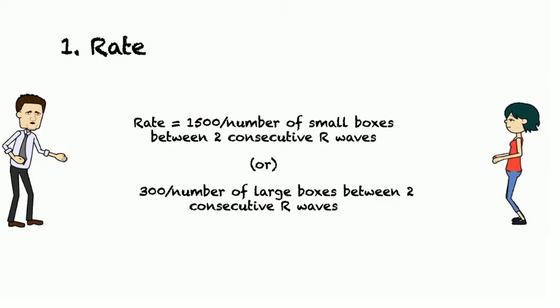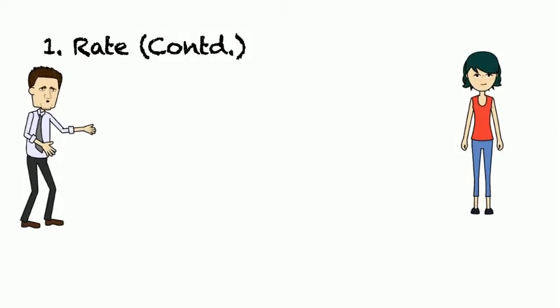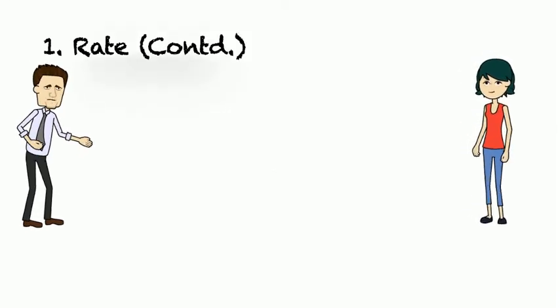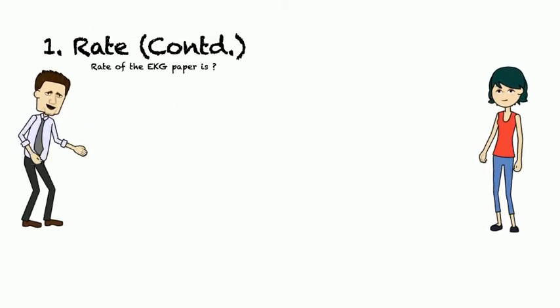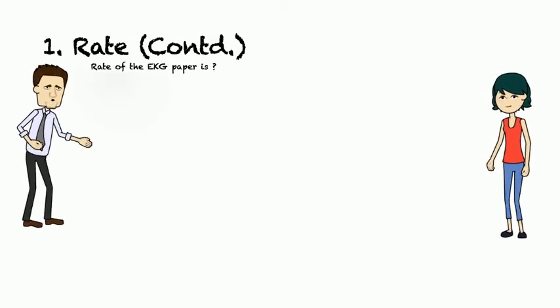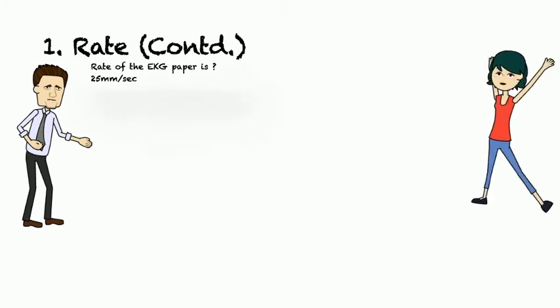How did they make it up? Good question. Let's derive it. Can you tell me the rate at which the ECG paper runs? 25 millimeters per second? Correct.